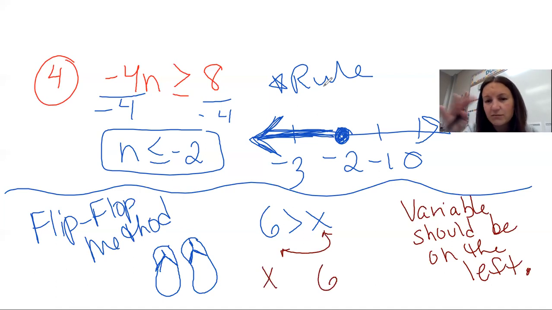But unfortunately, you can't just move it. You have to also flip the inequality symbol. So this is a little different than the rule. The rule is when you're multiplying or dividing by a negative, you have to flip the inequality symbol. But if you have a problem where the variable is on the right-hand side, in the end, before you graph it, you should use the flip-flop method, okay?